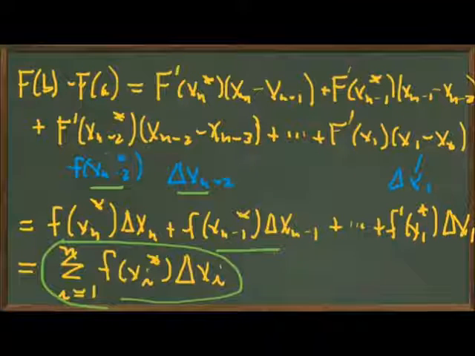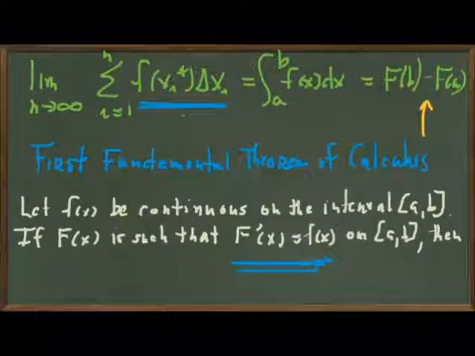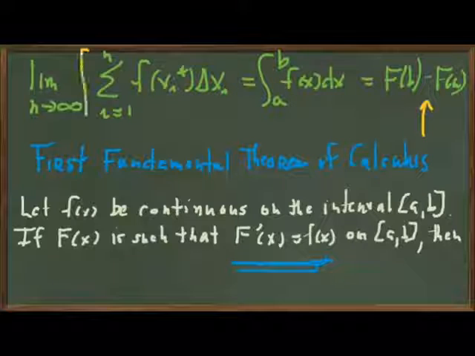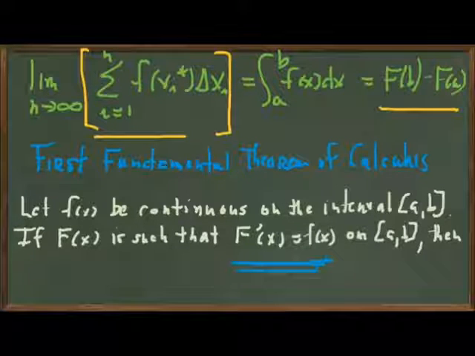And if we look back to what we were trying to prove, we see that we've now got it looking just like this. So we've taken our capital F of b minus capital F of a, and we've changed it into this. So we're just half a step away from proving our theorem.